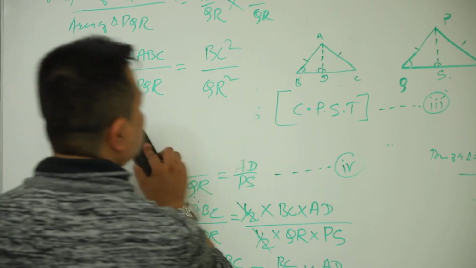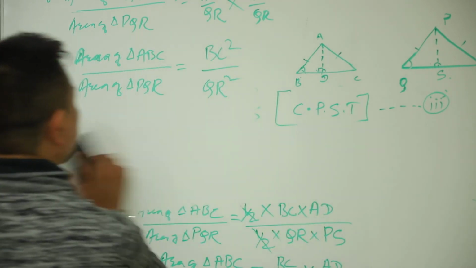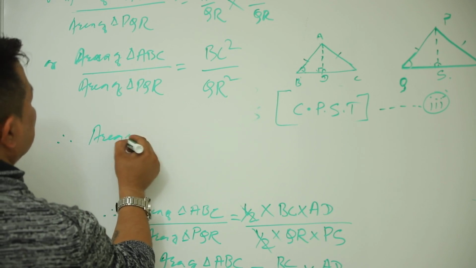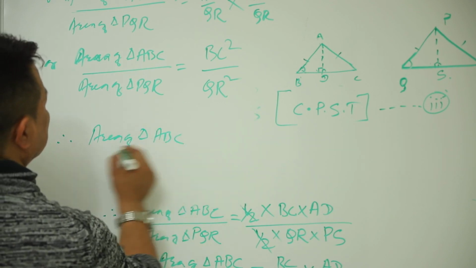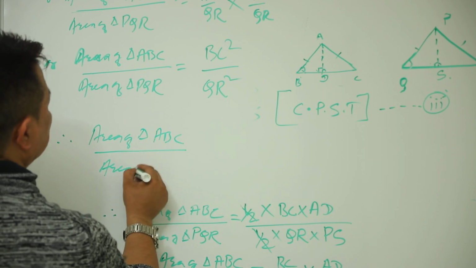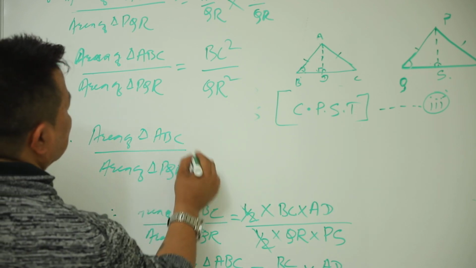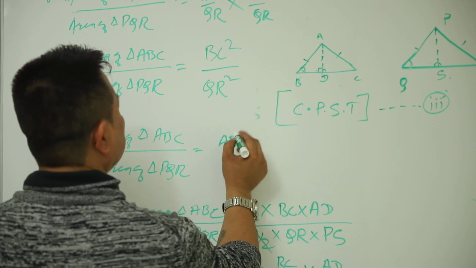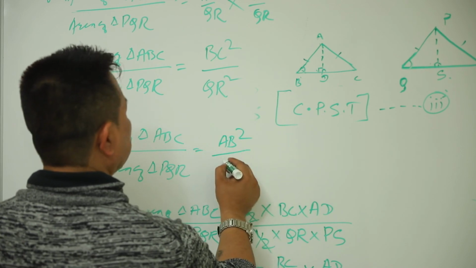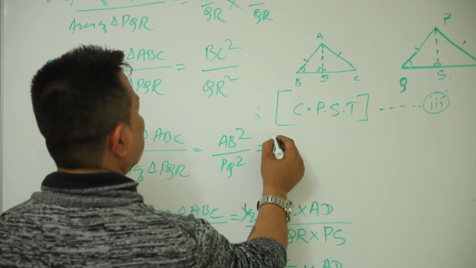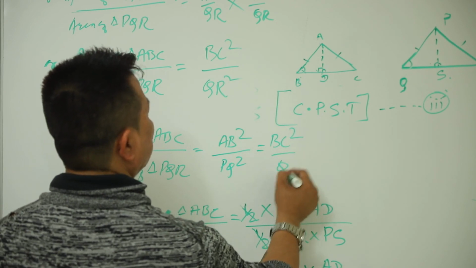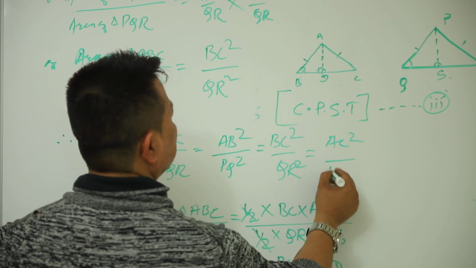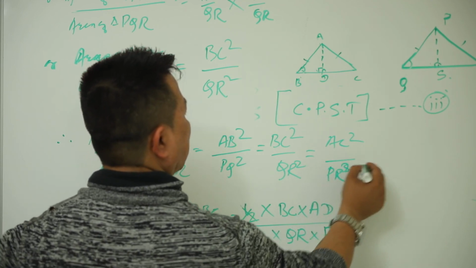So you can write from this, therefore your theorem is proved. Therefore, area of triangle ABC divided by area of triangle PQR is equal to, what we need to prove? AB square upon PQ square is equal to BC square upon QR square equals to AC square upon PR square. Hence proved.